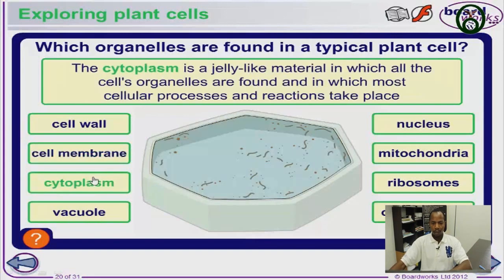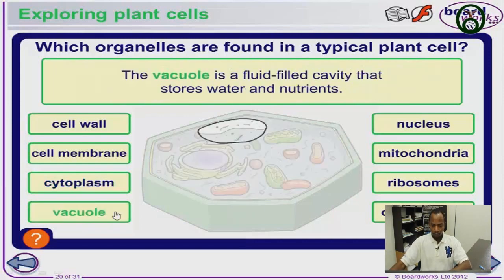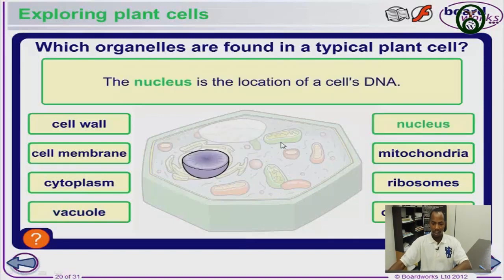What of the cytoplasm? This is the inner dot that you can see. The cytoplasm is the jelly-like substance in which all the cell organelles are found, and where the metabolic or chemical reactions in the body of the cell take place. Now, what about the vacuole? The vacuole is a fluid-filled cavity that stores water and nutrients for the cell. Now, what of the nucleus? The nucleus is the location of the cell's DNA. This is a good example of the nucleus, where the cell's DNA is found.